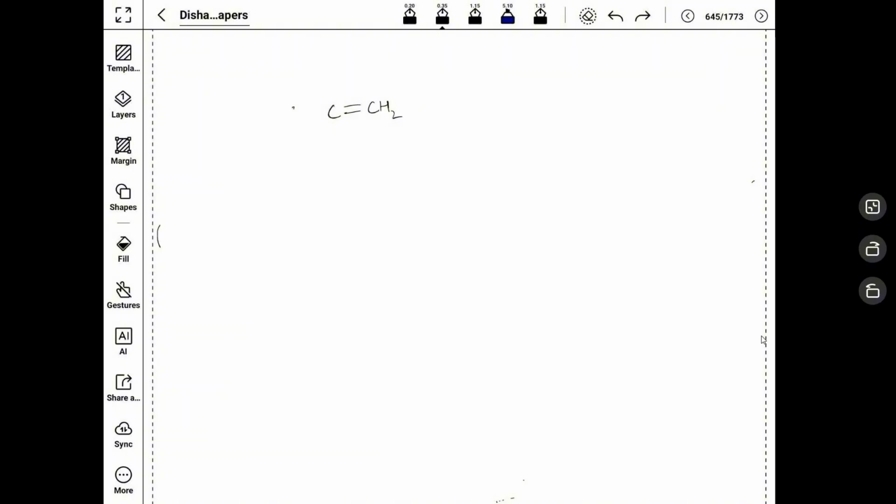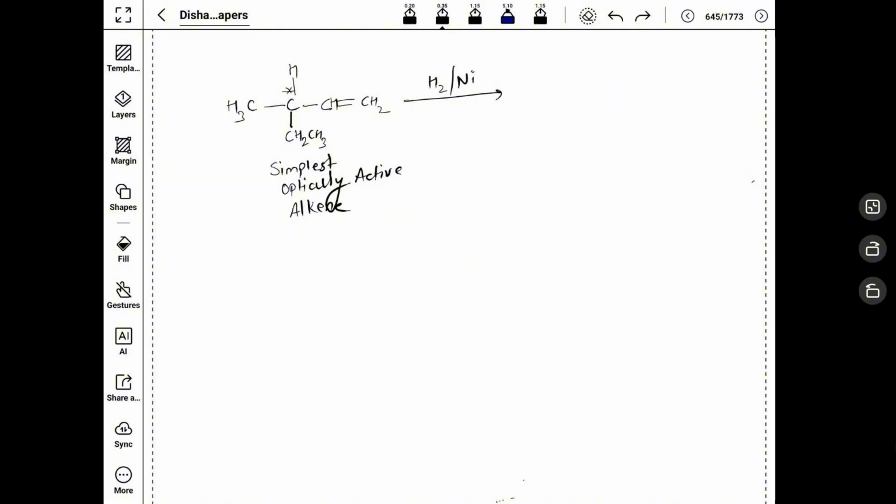Okay, we can't draw an optically active alkene with 2 carbons. So let's add one more carbon. Still we can't make it. So let's add methyl and then ethyl. So now you can see that this is an asymmetric carbon. So this is the simplest optically active alkene. The first reaction was the hydrogenation reaction. So hydrogen will add to this double bond and will give a saturated hydrocarbon. Now you can see that this carbon is no longer an asymmetric carbon because it has the same groups on this carbon. So the next step is the halogenation reaction in the presence of light.